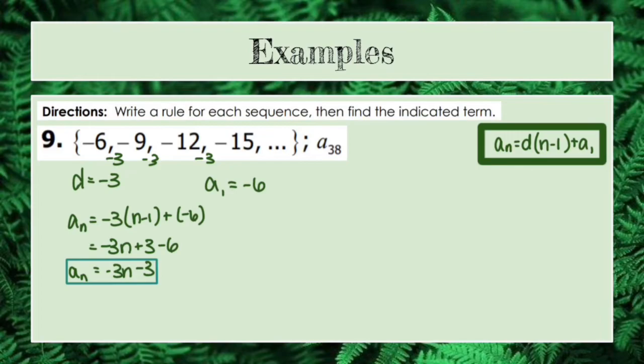So we have a sub 38 equals -3 times 38, minus 3. -3 times 38 is -114. Minus 3 is equal to -117. So a sub n equals -3n minus 3, and a sub 38 equals -117 are our answers.